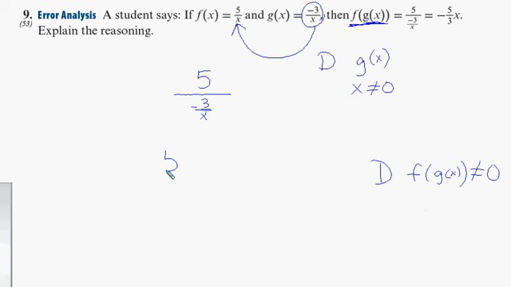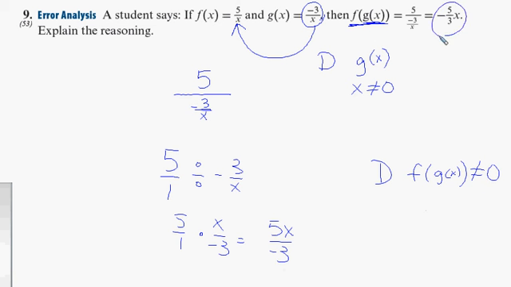So we're going to say 5 over 1 divided by -3 over x, which means 5 over 1 times x over -3. That gives us 5x over -3, which is essentially the same thing that we've got here. Okay? So, yes, the student is correct, with the exception of not having mentioned that the domain cannot include 0 on the composite function.